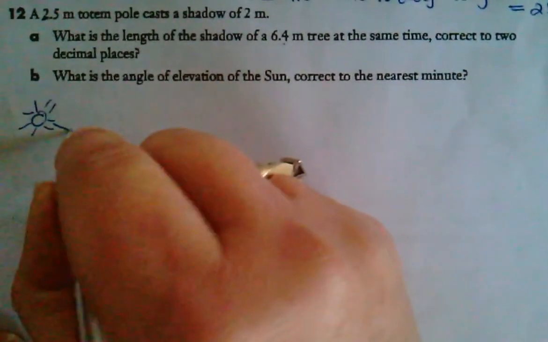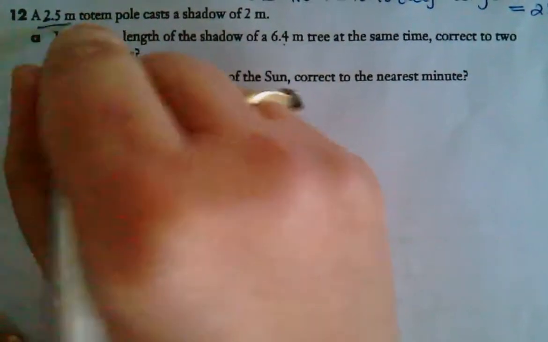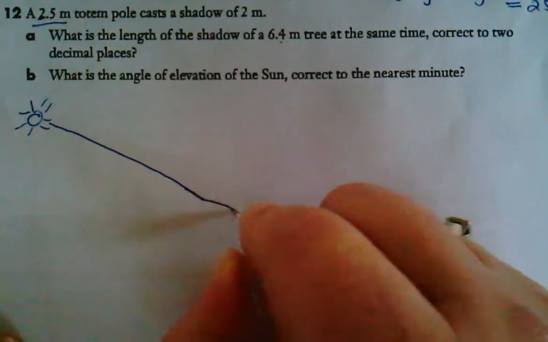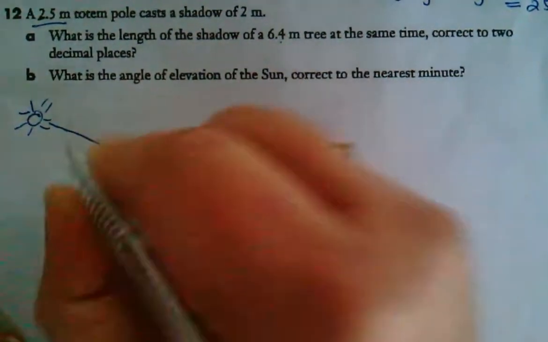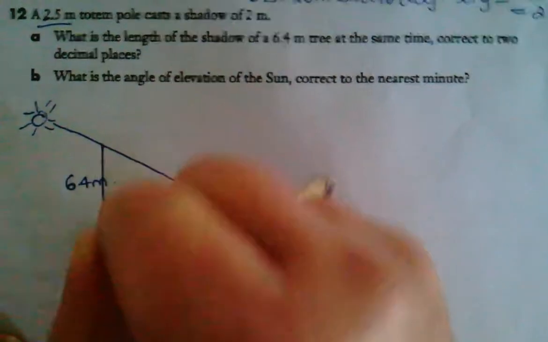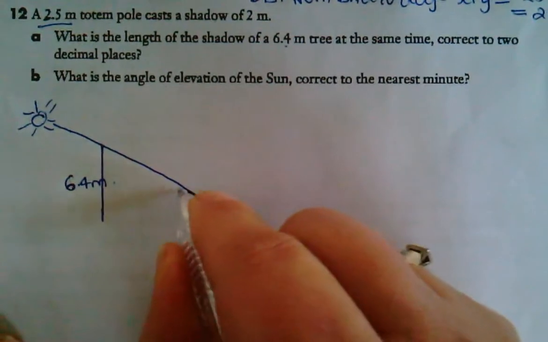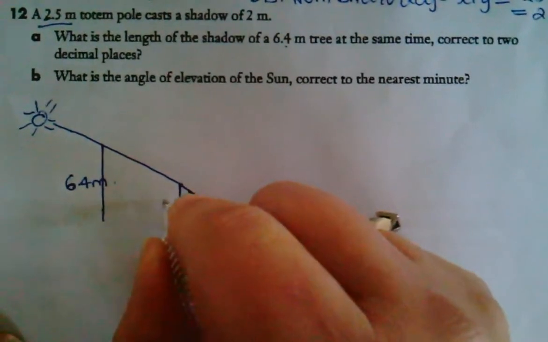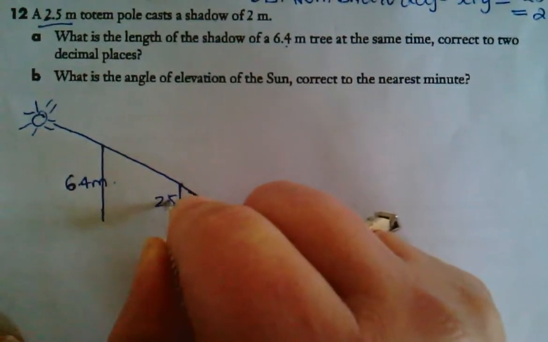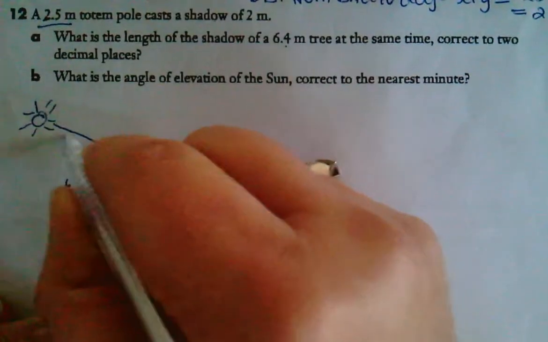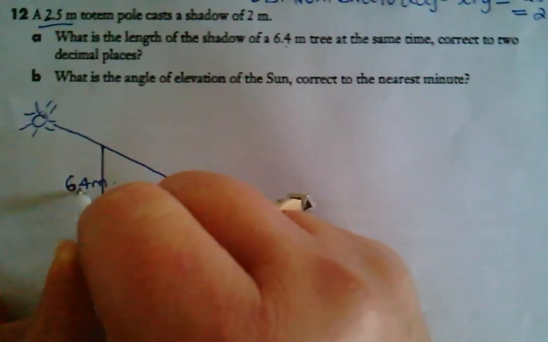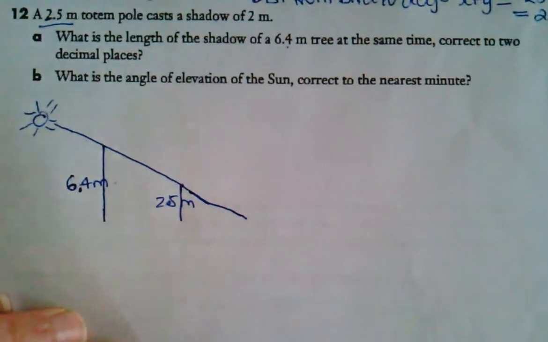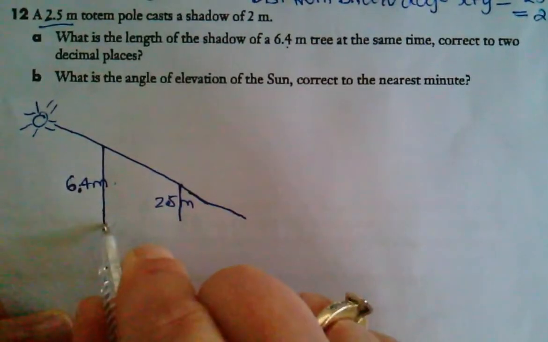So a 6.4 metre tree is obviously taller than the 2.5 metre totem pole. So here's my sun. I'm going to put my tree roughly here, and it's 6.4 metres high. That's my tree. And then my totem pole, I'm going to draw further along here, and the totem pole is 2.5 metres. The sun is shining. Here is a tree. It's 6.4 metres high. Here is a totem pole 2.5 metres high. Okay, now they will both cast shadows.